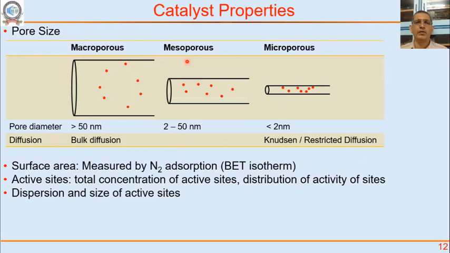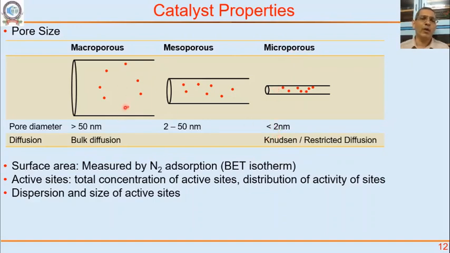Okay. Let's go forward. Now, a little bit about pore sizes. So this catalyst is porous. Just a little bit about the pore sizes of the catalyst. Sometimes these catalysts are called macroporous. Macroporous means pore sizes are more than 50 nanometers. Sometimes the catalyst pores are very small. These are called microporous catalysts. Microporous means pore size is less than 2 nanometers.